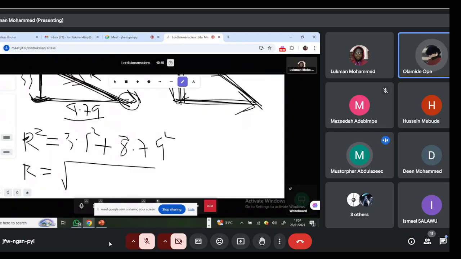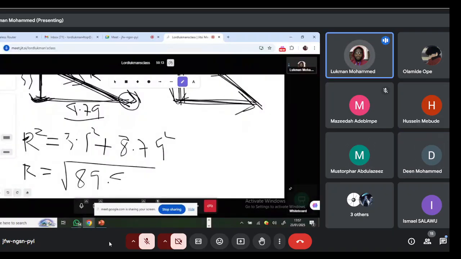3.5 squared plus 8.79 squared. The total, what is it? I want to put it under this square root. 89.5141. So when you find the square, 89.5141. All of it will be getting this. I do not need to confirm again.